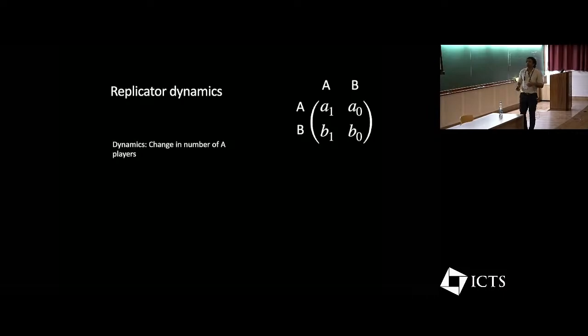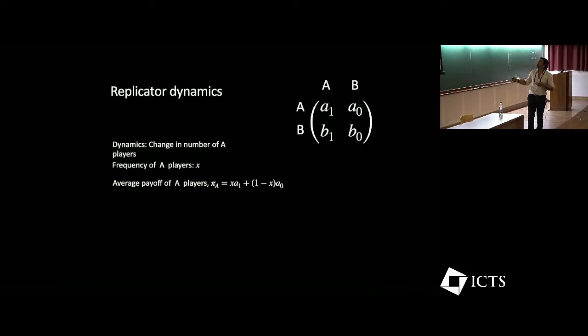In this case, what we are interested in is the change in the number of A individuals, A players, over time. The frequency of A players, you just set it to x, and then what we are interested in is the payoff of A players, pi A, which you get by multiplying A1 with x, and A0 with 1 minus x, because those are the proportions with which you will encounter A and B players.